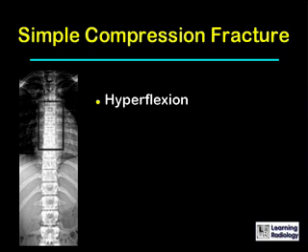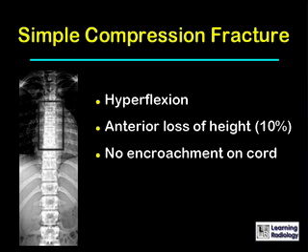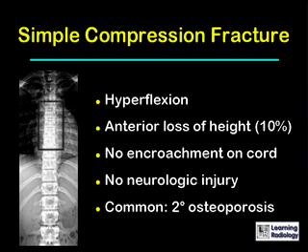Simple compression fractures are hyperflexion injuries. They usually result in anterior loss of the height of the vertebral body of around 10%. There is no encroachment on the spinal cord, and so there is no neurologic injury. And they are extremely common, especially secondary to osteoporosis.